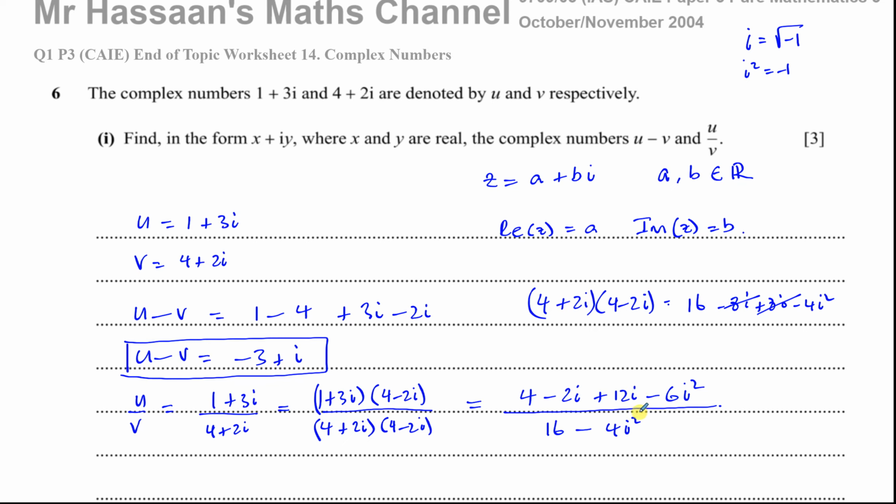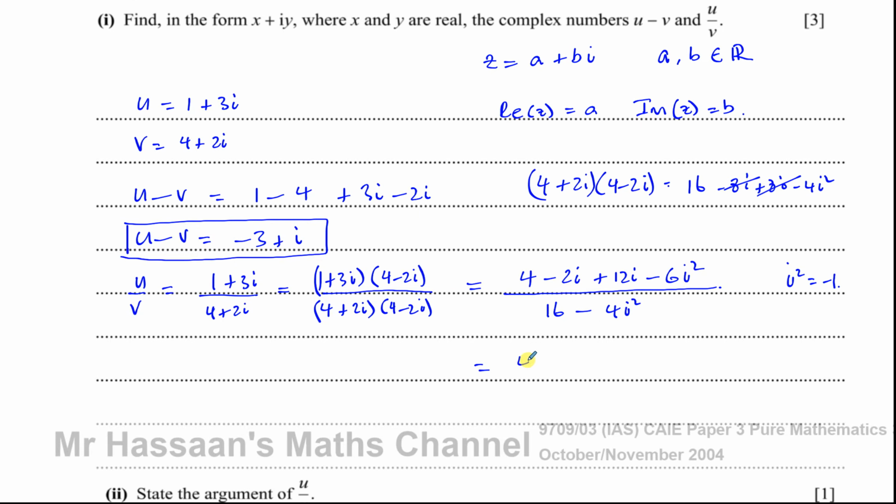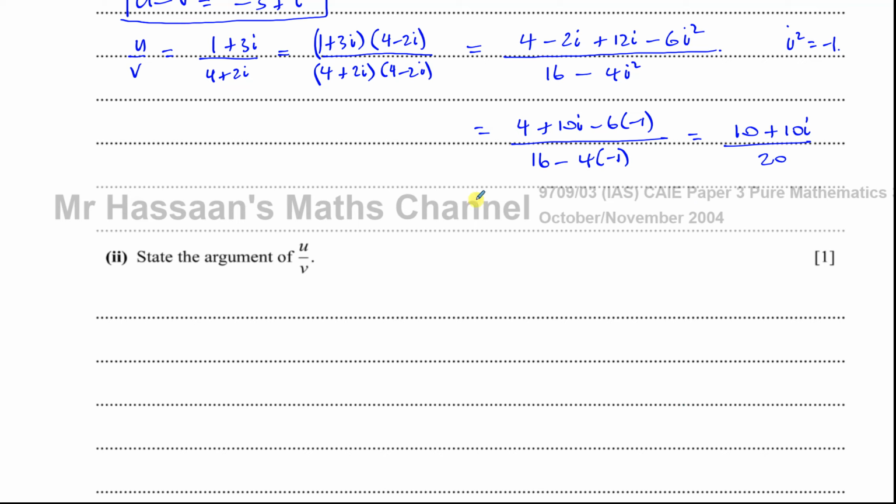Now we can use the fact that i squared is equal to negative 1, and we can replace all the i squareds here with negative 1. So you're going to end up with 4, and minus 2i plus 12i, which is plus 10i, and you'll have minus 6 times negative 1, over 16 minus 4 times negative 1. So this is going to be 4 plus 6, which is 10, plus 10i, over 16 plus 4, which is 20.